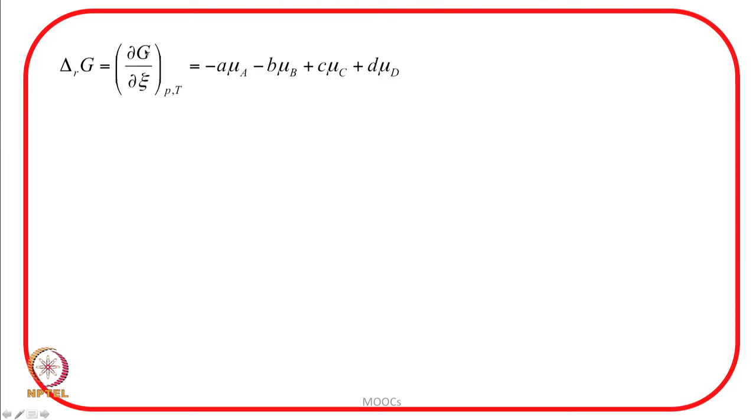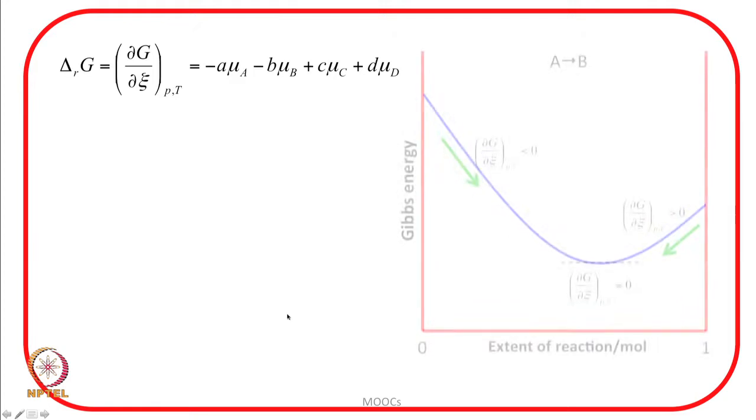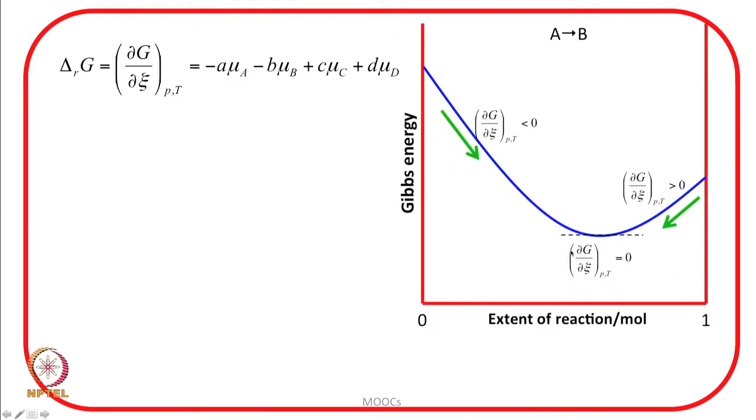Now, when G is plotted against xi, obviously we expect a minima, and the position of the minima represents the position of equilibrium. This minima, depending upon the value of equilibrium constant, which we will discuss very soon, will be either close to the products or close to the reactants. But in any case, let us assume the present case.